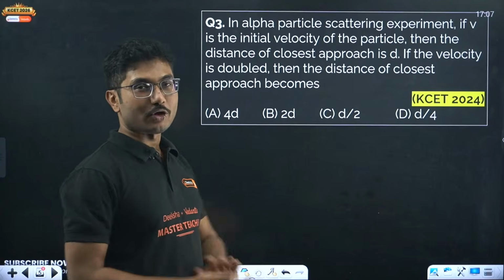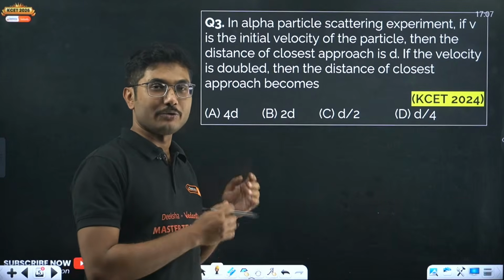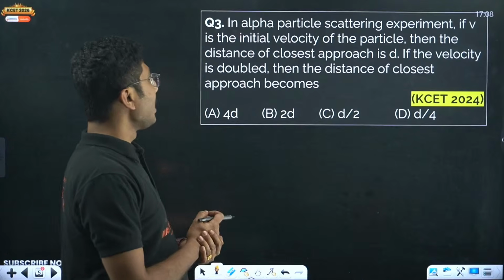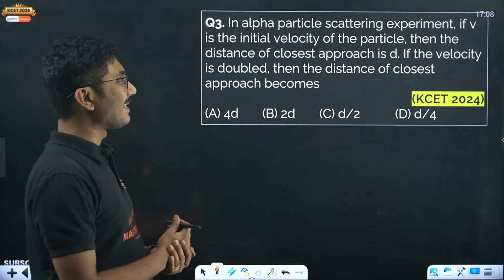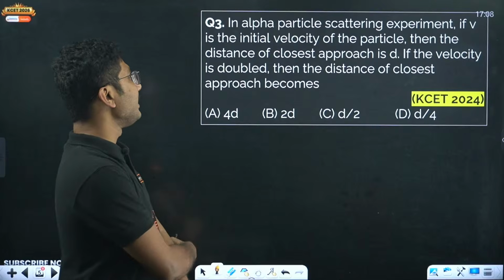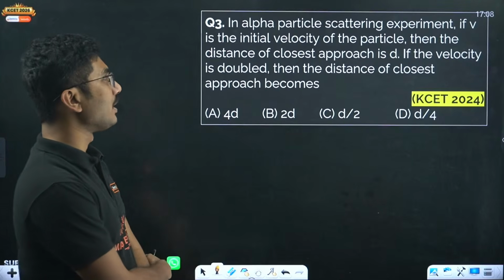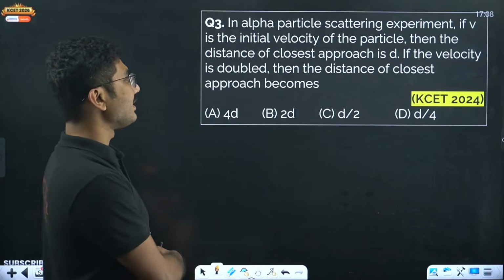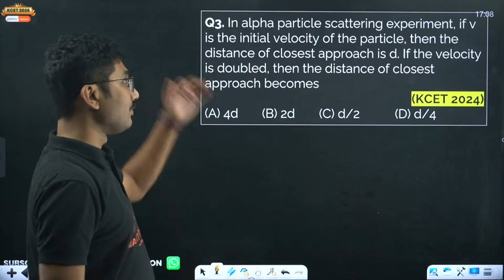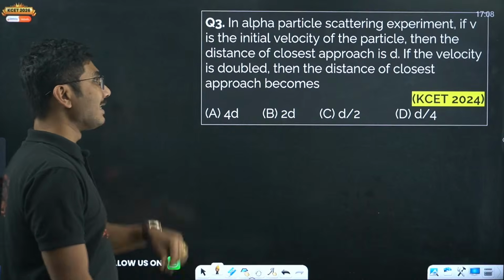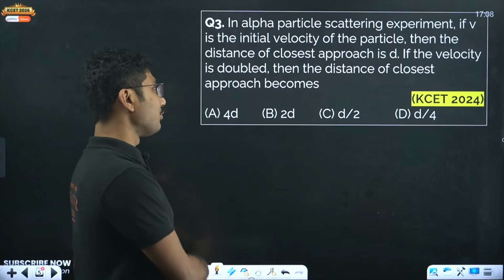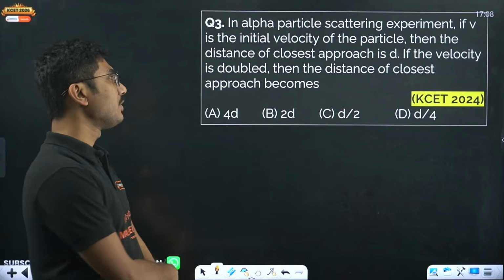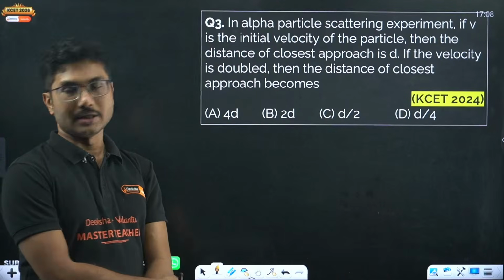Even if you have solved the question correctly, because you have the opposite order of the question, you will lose marks. In alpha particle scattering experiment, if v is the initial velocity of the particle, then the distance of closest approach is small d. If the velocity is doubled, then the distance of the closest approach becomes? So how does the distance of closest approach depend on the velocity?